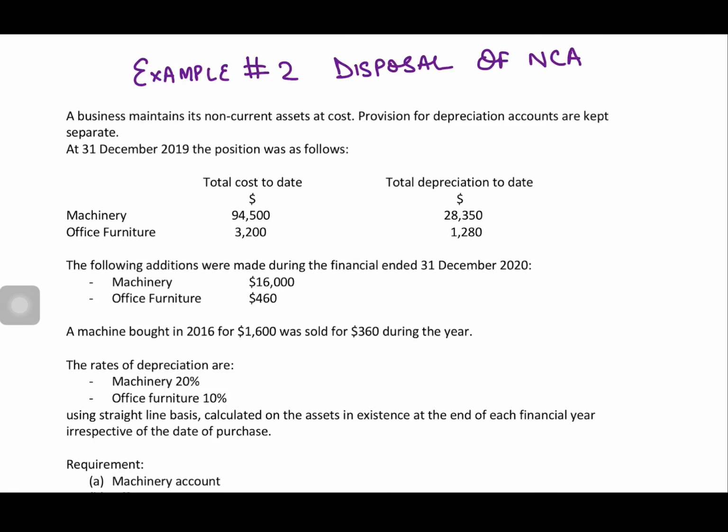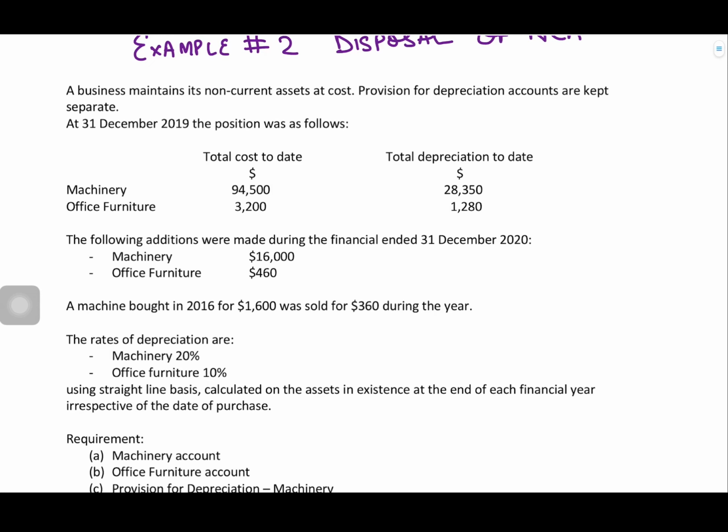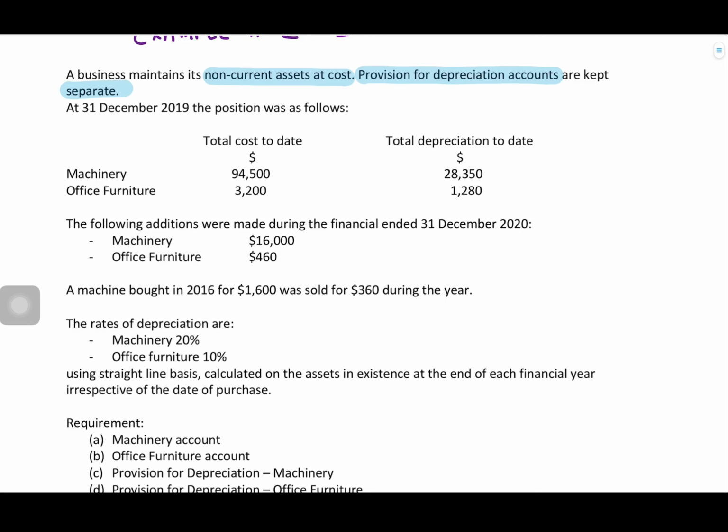Hey everyone, now we will be solving another example related to the disposal of non-current assets. So let's begin. The question says a business maintains its non-current assets at cost, and provision for depreciation accounts are kept separate. Now we have the information regarding the date 31st December 2019. The position was as follows.